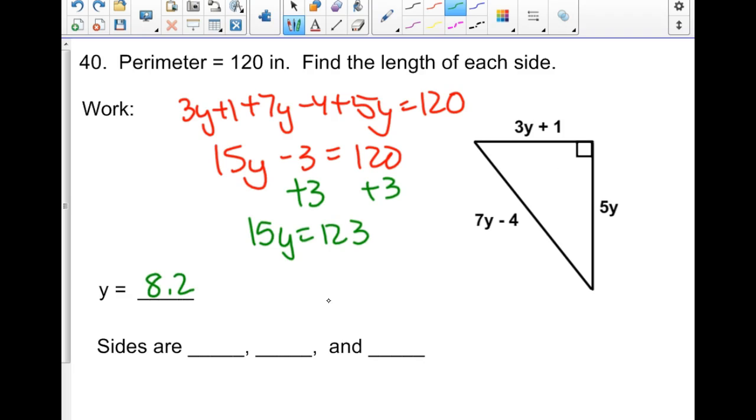The sides then, we would substitute back in. 5 times 8.2 would be 41. 7 times 8.2 minus 4. Oh dear, I just typed it in on my calculator to make sure I do it right. All right, that'd be 53.4, so you're just substituting back in. And 3 times 8.2 plus 1. It's 25.6.